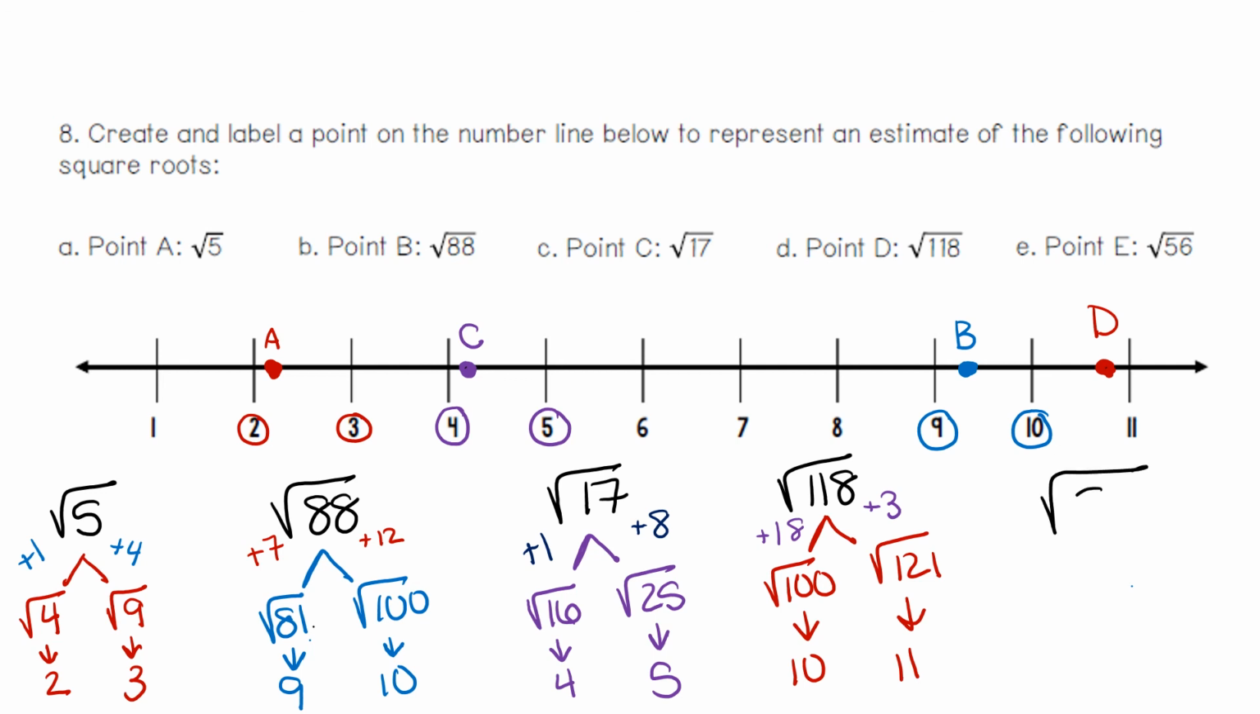The last problem, the square root of 56, we can go ahead and break that down into our perfect squares. The square root of 49, which is 7 times 7, and the square root of 64, which is 8 times 8. We want to see which one it's closest to. To go from 49 to 56, we have to go up 7. To go from 56 to 64, we have to go up 8. They are very close together. It is only slightly closer to the 49 than it is the 64. And so we can put this answer almost in the middle of 7 and 8 and label it E.